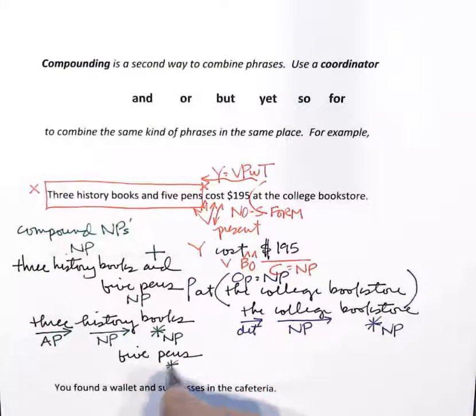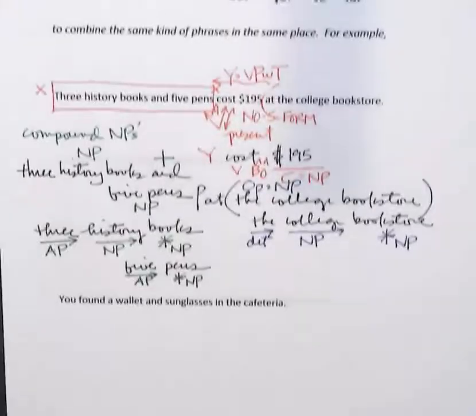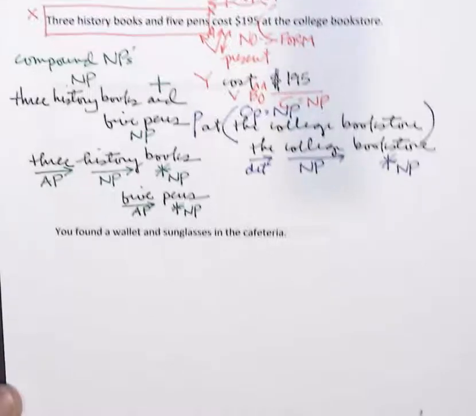Pens is the noun phrase, head, and 5 is an adjective phrase modifier. Okay, we're done. Please stop the video and go to the next sentence, analyze it down to the individual word level, and when you're done, come back.